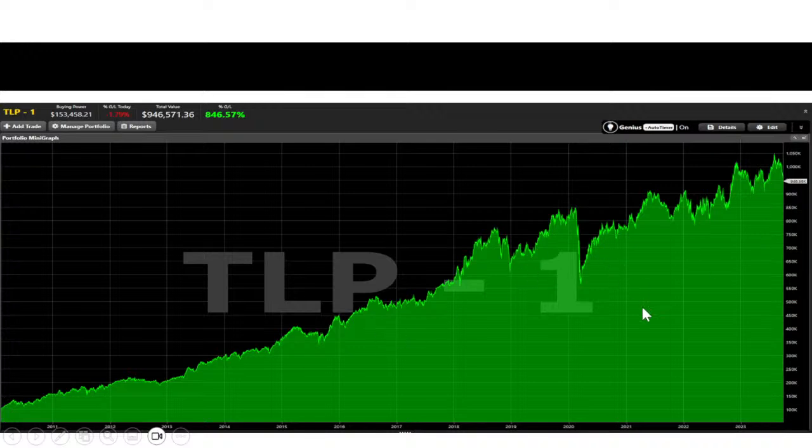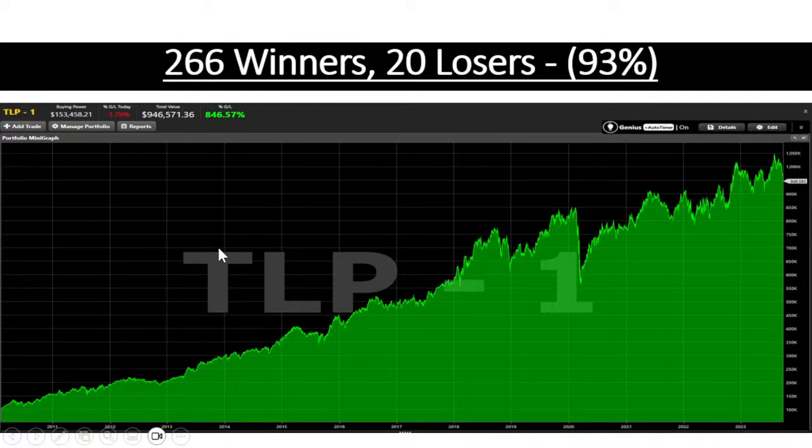Notice the volatility in the performance really since COVID. That's when volatility really started to pick up, right? Much wider swings, but look, this is the hard right edge, and we are just off of the all-time high recently. 846% gain, 266 winning trades, and 20 losing trades. That's a 93% winning trade percentage. 93%. This is an automated way to trade the RSI2.